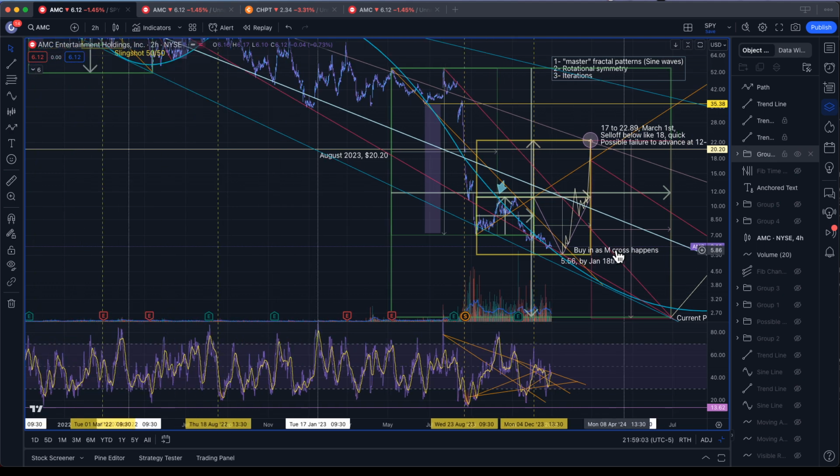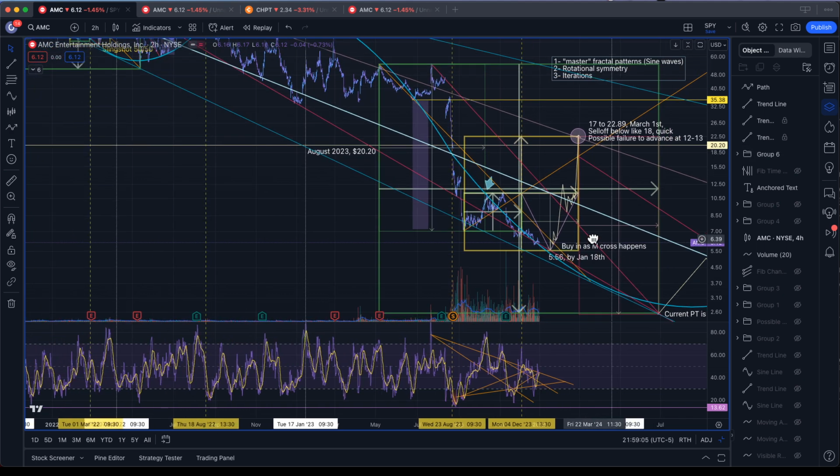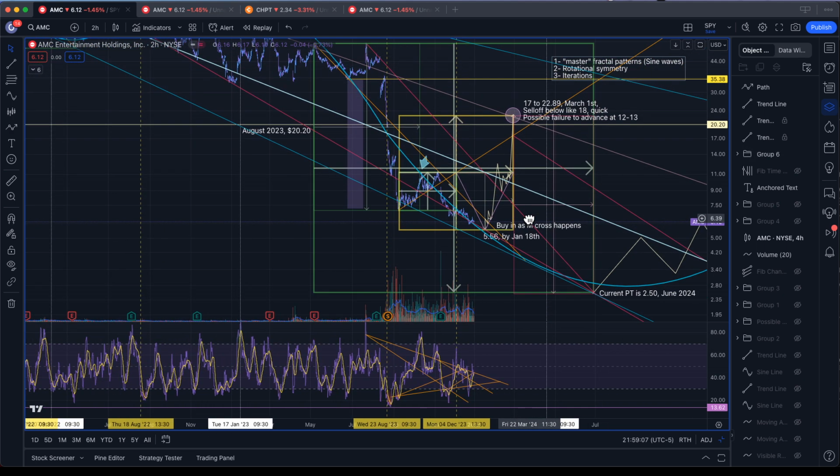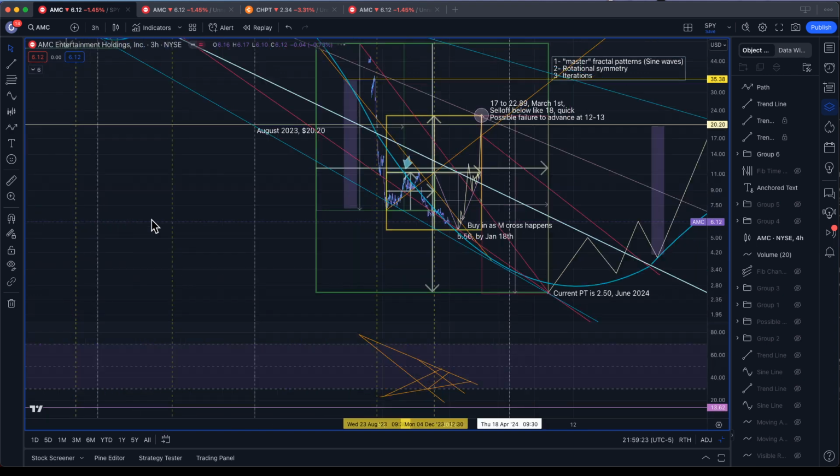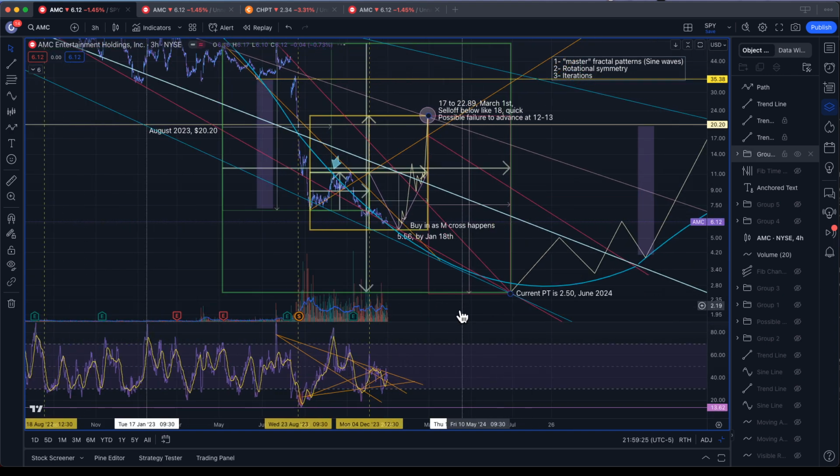Basically, for right now, this is probably my best estimation: it looks to me like we would do some kind of early quick advance, possibly to 17, possibly to 22, sometime by around March. Now, what's interesting about that, you've probably already guessed, is that's basically earnings date.